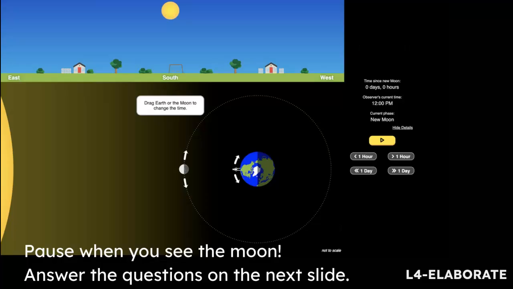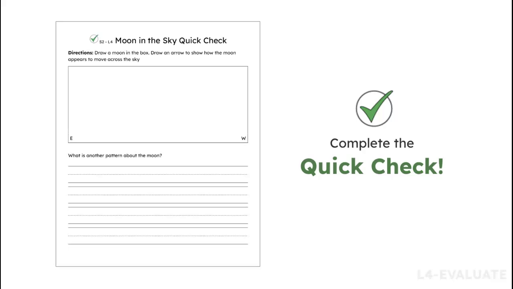For the Elaborate portion, you'll project the sun and moon simulation as a way to demonstrate that the moon rises and sets similar to the sun, and how the moon can be at different positions in the sky. For the Evaluate portion, you'll have students complete the Moon in the Sky Quick Check student journal page.